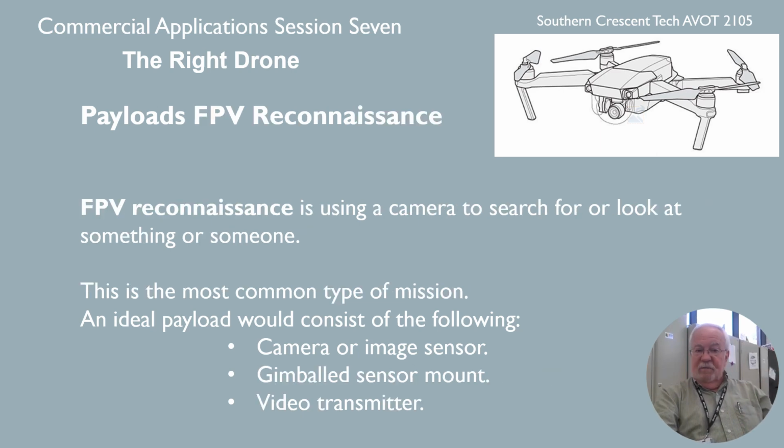Now, if you're doing FPV reconnaissance, you just want to see what the drone is seeing and be able to point it to wherever the bad guys are. If, I don't know, a fire or whatever, you would definitely need a camera, of course. You want a gimbal sensor mount because you want to be able to change the angle that you're pointing the camera, but you need the video transmitter. You've got to get the information back to the observers.